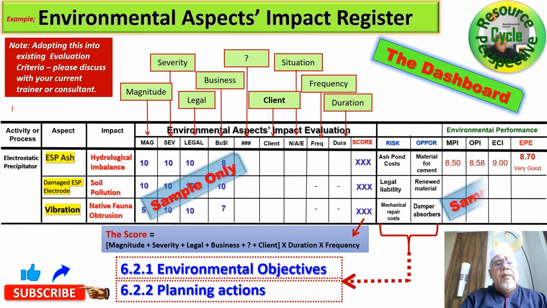Now we have here the first column, activity, environmental aspect. All the environmental aspects, as you could see below, are listed based on each activity or process, and their respective environmental impact is actually listed down there as well. Now, what we have here is environmental aspect impact evaluation. Look, these are all criteria of evaluation: magnitude, severity, legal, business, etc.